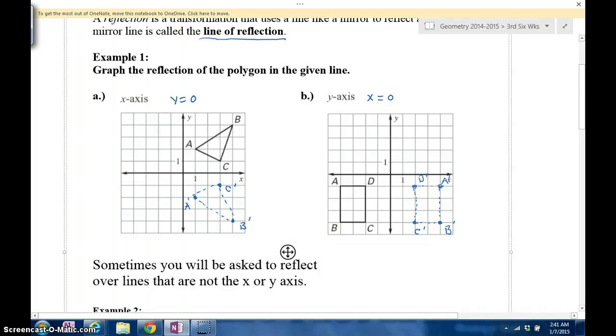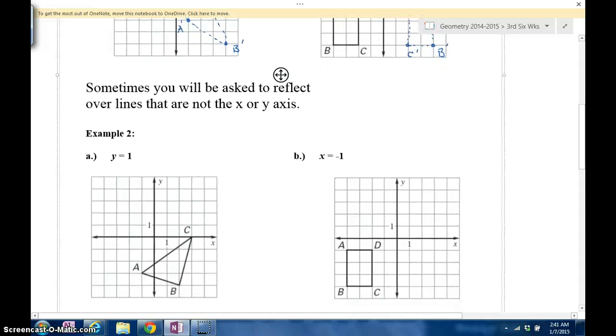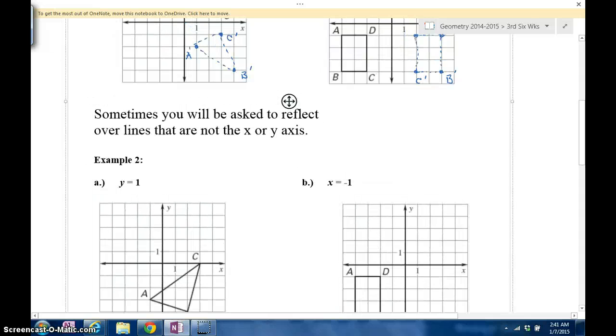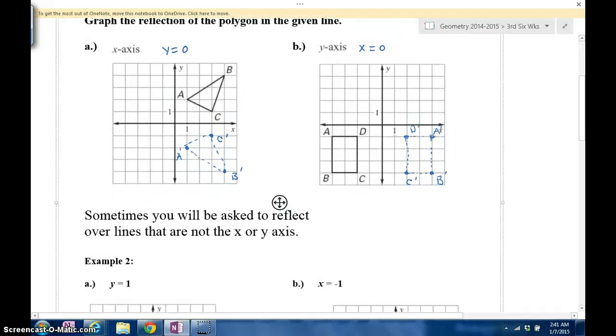Sometimes we're asked to reflect over lines that are not the x or y axis. Here we see the x-axis, y equals 0, which is a horizontal line. Anytime you have y equals, y is going to equal a horizontal line at whatever number that is. And when you have x equals a number, this is going to be a vertical line.